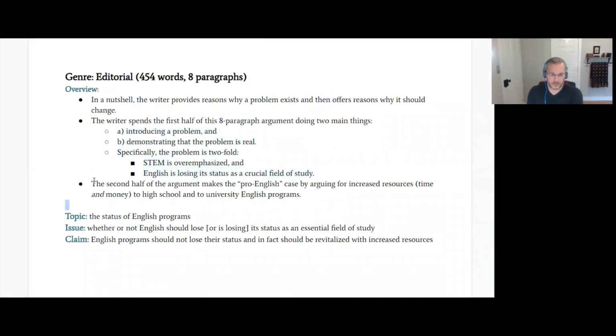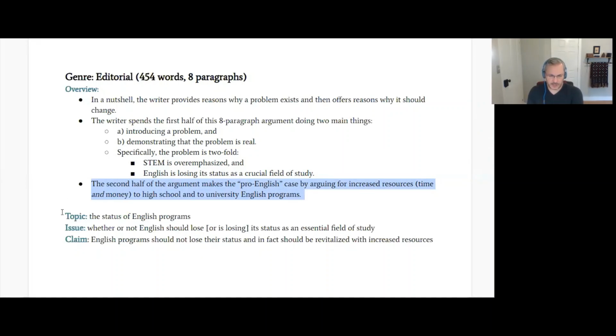The second half, you'll notice, makes the case, as you might anticipate, makes the pro-English case by arguing that more time and money should be devoted to high school English programs and university English programs. Now, this might not be a topic you're particularly interested in, but the structure is very useful in terms of establishing the problem and then presenting the solution, presenting the alternative.